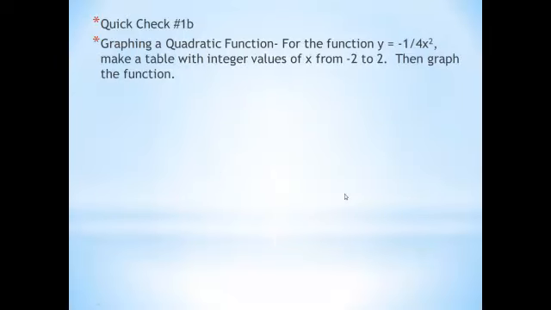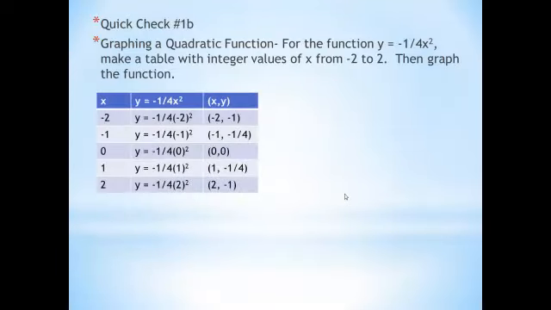Let's complete quick check 1b. Graphing a quadratic function for the function y equals negative 1/4 x squared. Make a table with the integer values for x, negative 2 to 2, then graph the function. Our table will look like this. For x, again, we have negative 2, negative 1, 0, 1, and 2. For our function column, we have y equals negative 1/4 x squared.